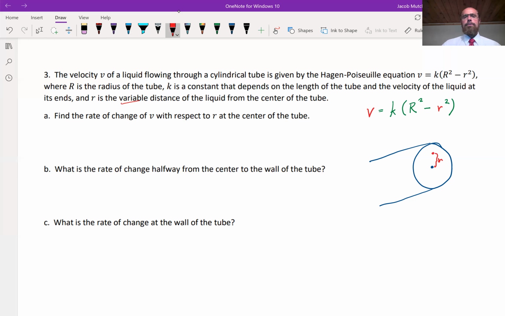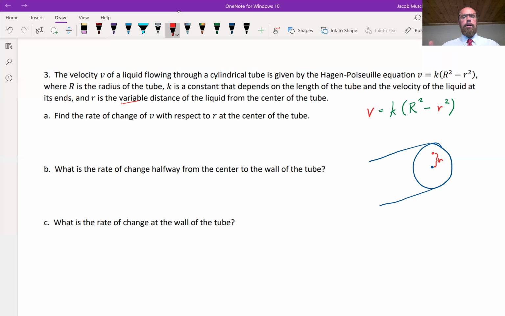And so you can see why that'll change. There's a lot of different places that I could be tracking a fluid moving through a tube. And definitely they're moving at different velocities. So the original function is just velocity.